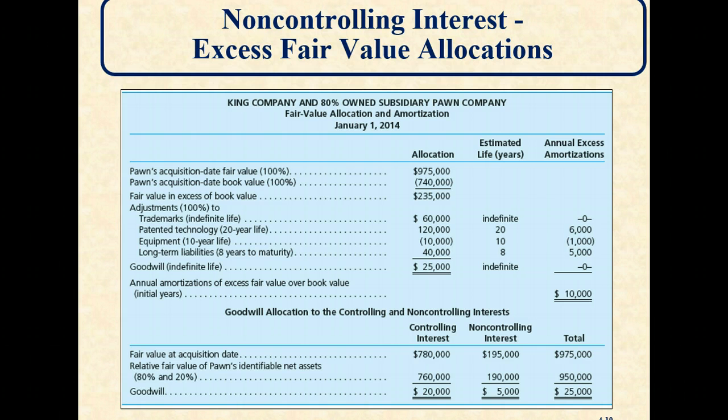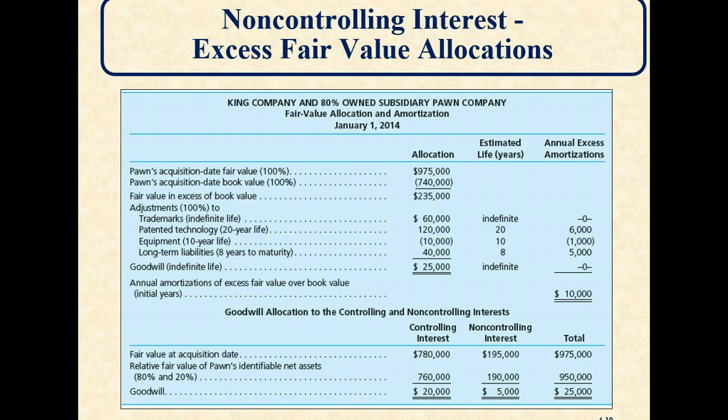We see our trademarks are indefinite, but we have estimated years on the other amortizations, the patented technology, the equipment, and the liabilities. So when we carry those out, we have an excess amortization annually of $10,000. Okay? This is very similar to what we've done in the past.